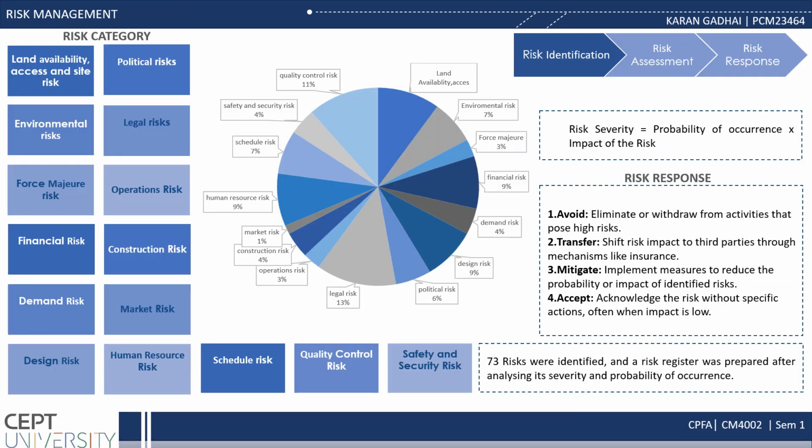In risk management, the first step was identification of the risk, under which 73 risks were identified and then further categorized in 15 categories as mentioned. In the risk register, risk response to each risk was given as avoid, transfer, mitigate, accept based on the risk.